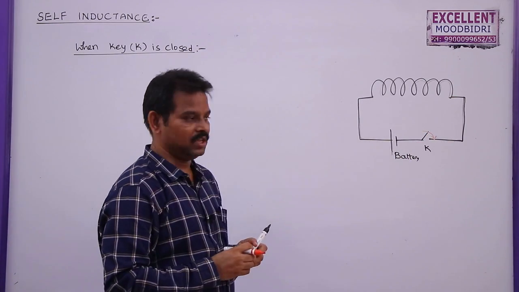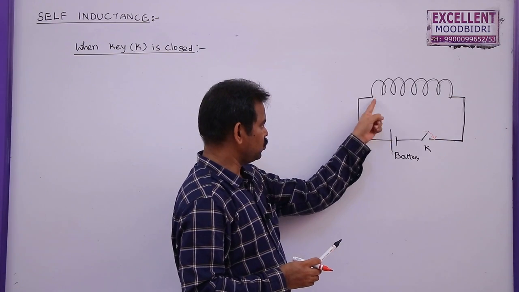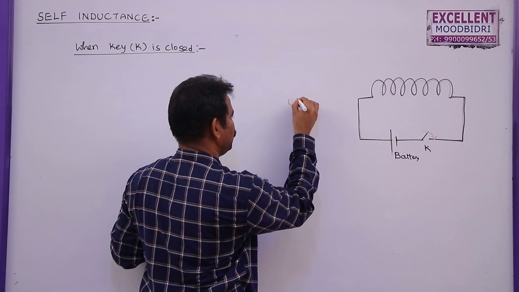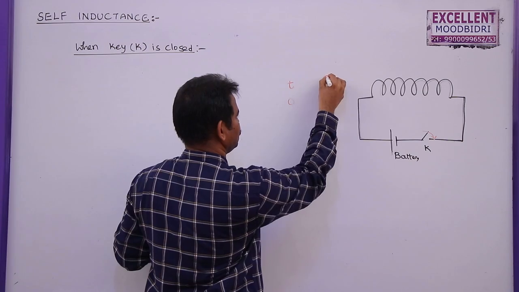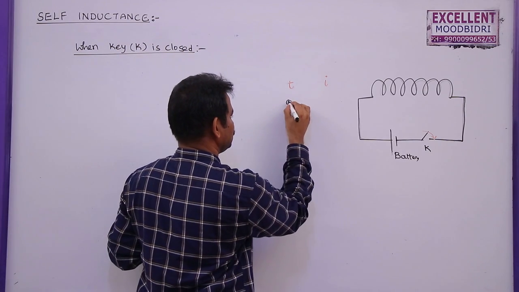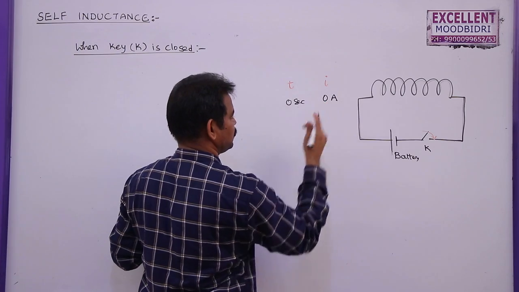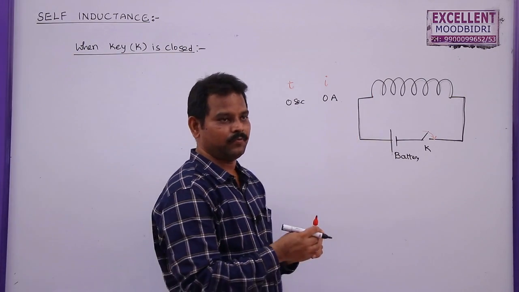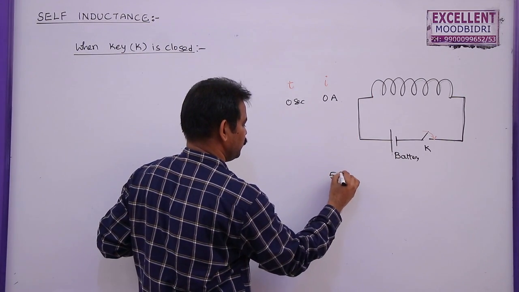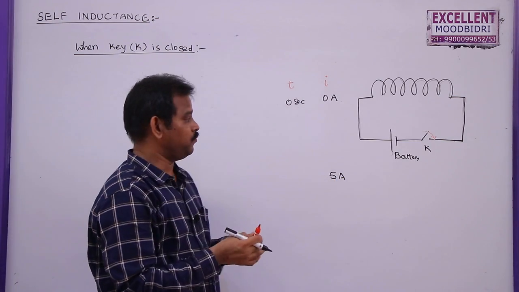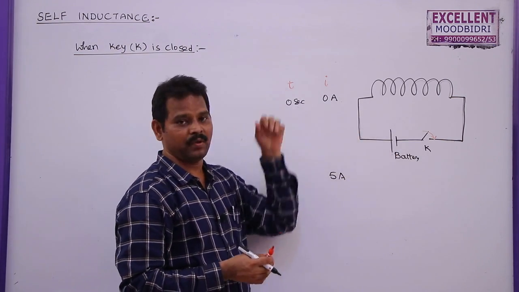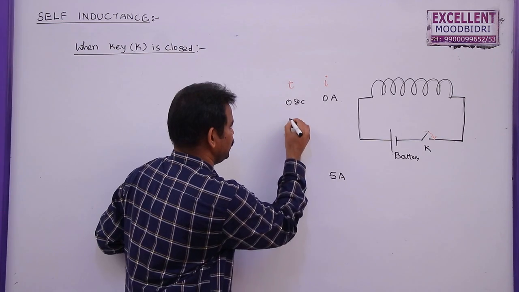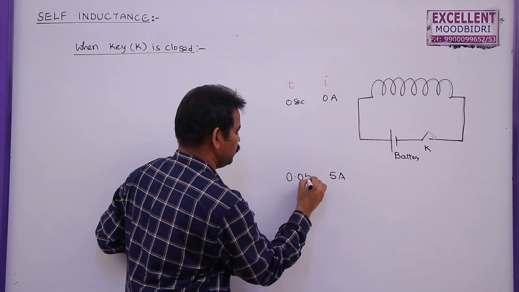If we close this key, then the current through this coil gradually increases. Now let us say this is the time, and let us say this is the current. At 0 seconds, the current is 0 amperes. The maximum current that can be given by this battery to this coil, let us say 5 amperes. So how much time will it take for this current to grow up to 5 amperes? It will not be 1 hour or 2 hours. It may be less than 1 second. So let us say this is 0.05 seconds.